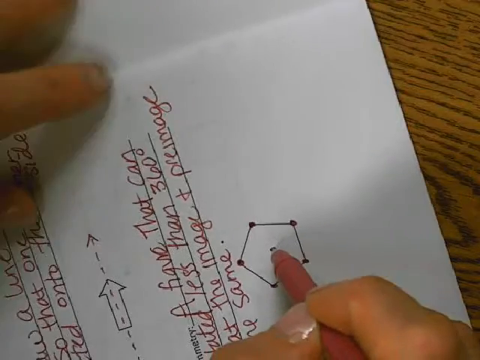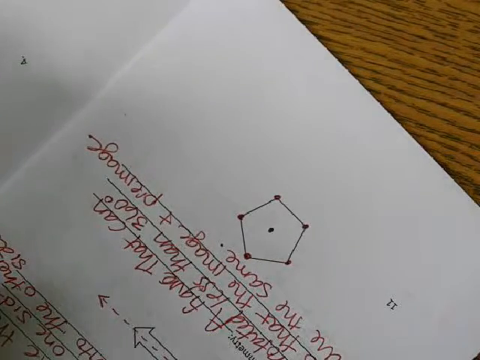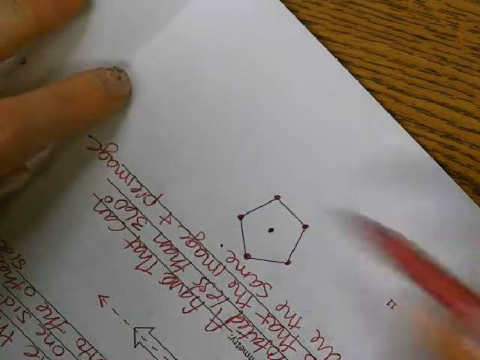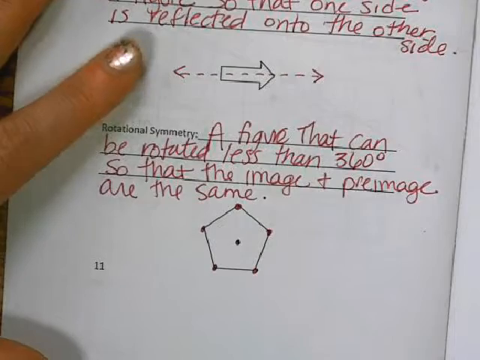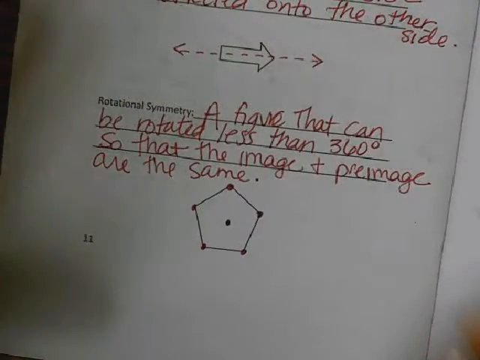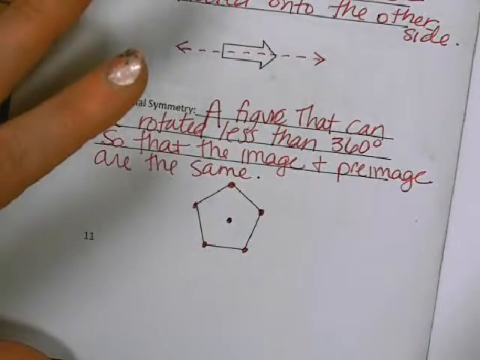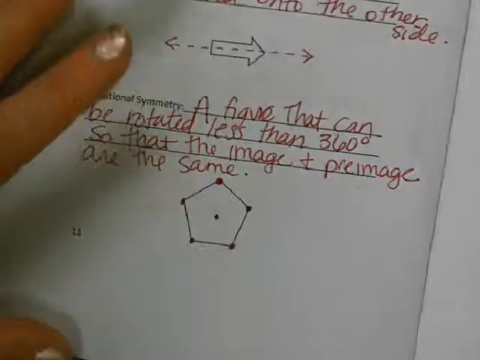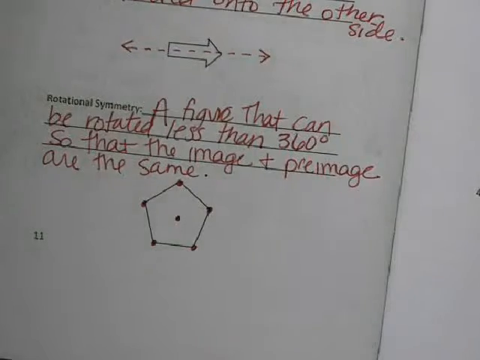I could rotate it again 90 degrees and it would look like the original image again. And I could keep doing that 5 times. So rotational symmetry, however many times I can turn it, that's what you would say: 5 turns rotational symmetry. Okay? Alright, so let's look here.